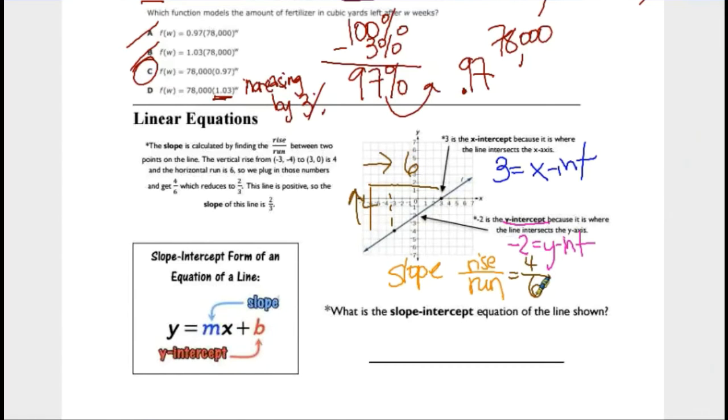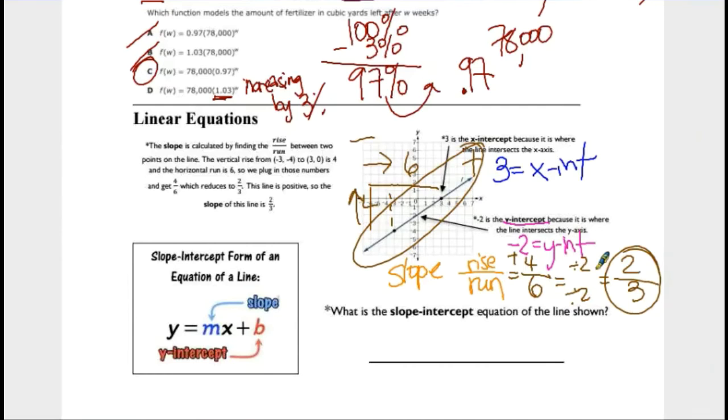I get 4/6. And I want to just check, is this a positive or negative line? If it's positive, it's going to point to the right. If it's negative, it points to the left. This one points to the right, so I know that it is positive. And I can reduce this by dividing by 2 from top and bottom, which is going to give me 4 divided by 2 gives me 2. 6 divided by 2 gives me 3. My slope is 2/3. And we use the letter m to show that it's 2/3.